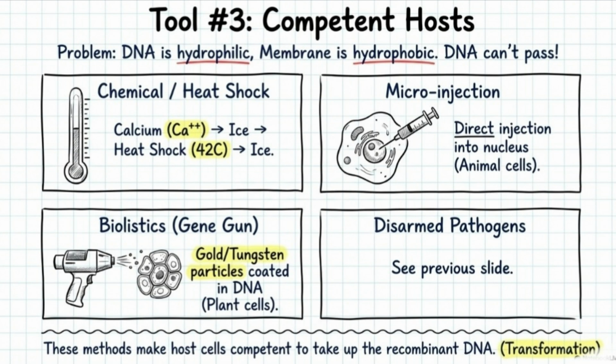Method 4. Disarmed pathogens. Modified pathogens are used as carriers to transfer recombinant DNA into host cells. All these methods help host cells take up recombinant DNA. This process is called transformation.